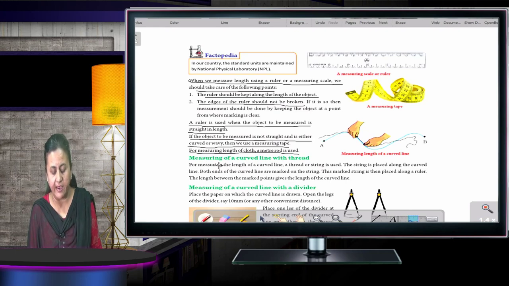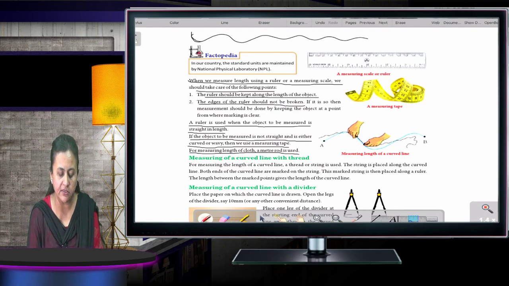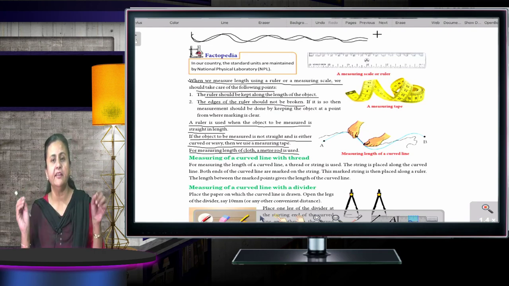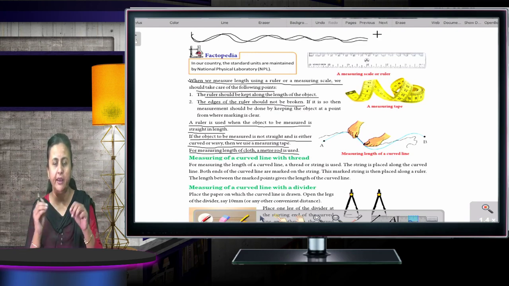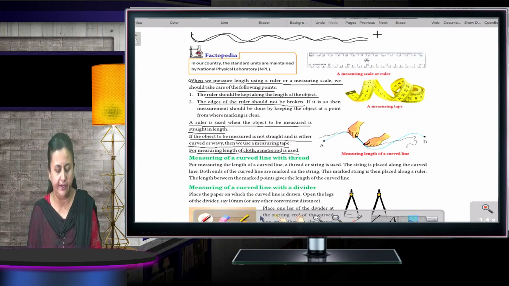thread for curved lines. As I am telling you, in case the thing is zigzag, it is zigzag like this. What are you going to take? You are going to take a thread, and you are going to place the thread on this line, and after that take that thread again and put it on the measuring scale, then you will be able to find the length of this zigzag line.